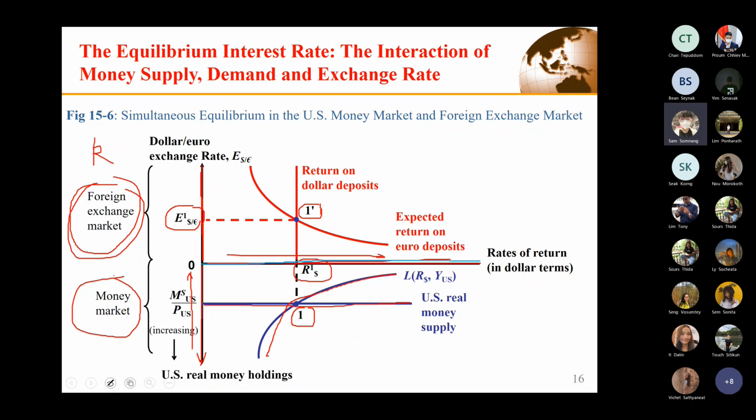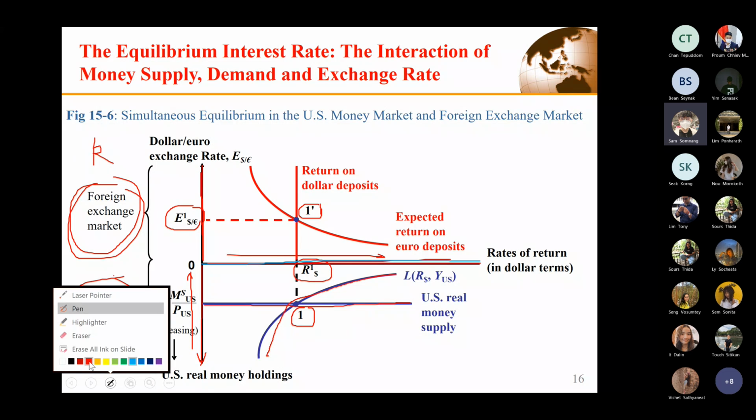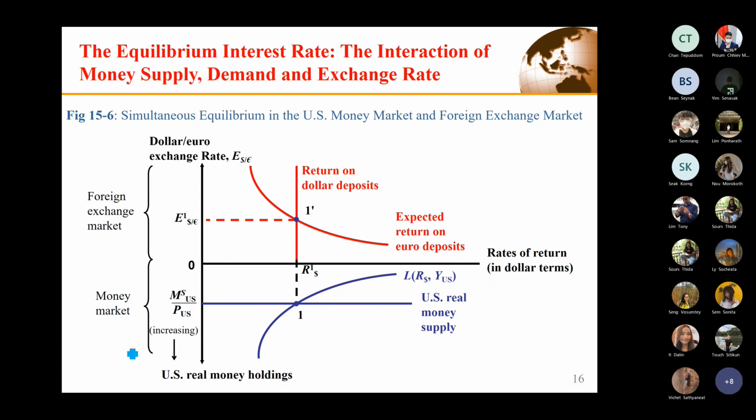Yes, teacher. Any question regarding the diagram where we combine the foreign exchange market and the money market together? By looking at the graph, how do we know which currency appreciates and which currency depreciates? We don't know yet. We just know that the money market is in equilibrium and the foreign exchange market is also in equilibrium. I see, teacher. Thank you.